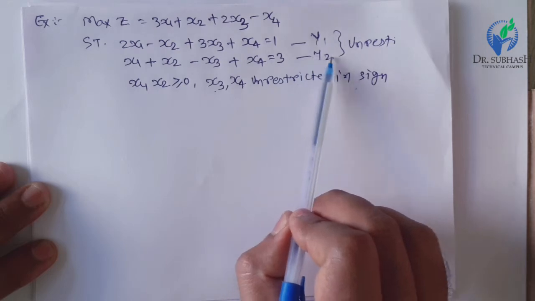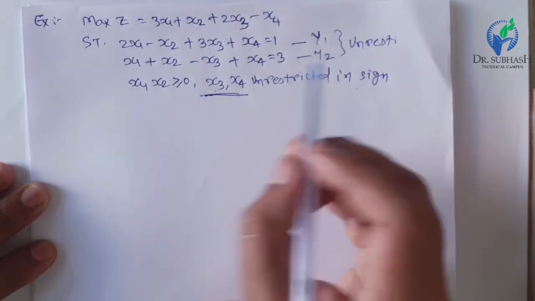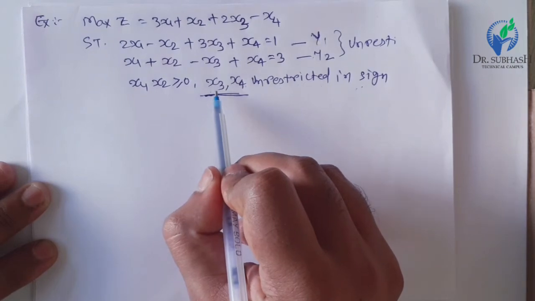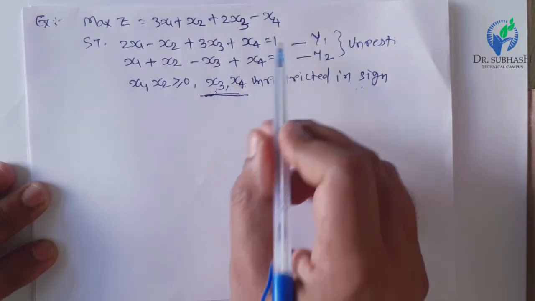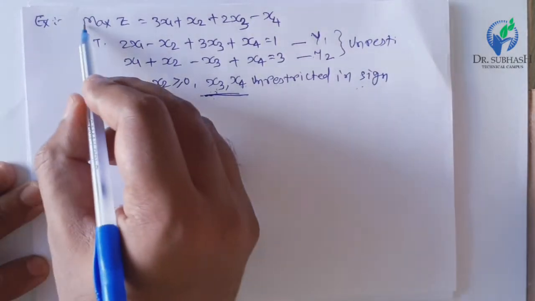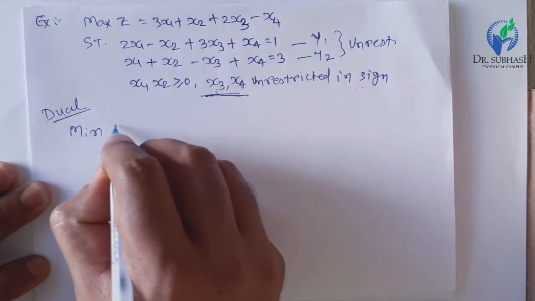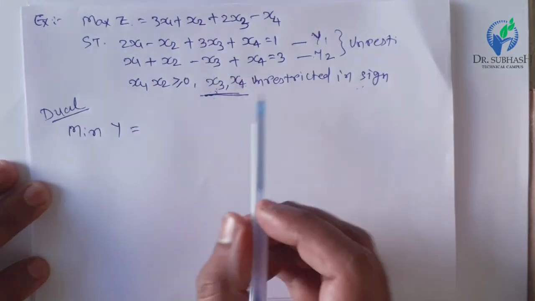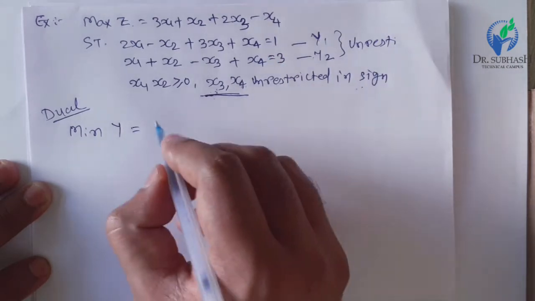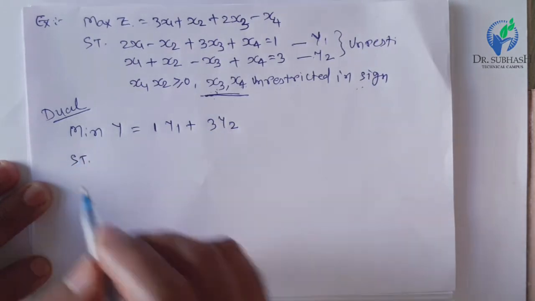So y1 and y2 both are unrestricted in the dual problem, and here, of the variables, x3 and x4 are unrestricted in sign, so the constraints related to x3 and x4 would be equation type. Let us consider the maximization case. In the dual it will be a minimization: minimize y equal to, the number of variables is 2 here, and the coefficients will be 1 y1 plus 3 y2, subject to the constraints.